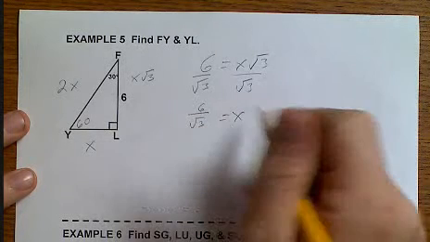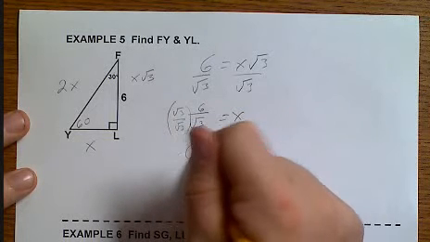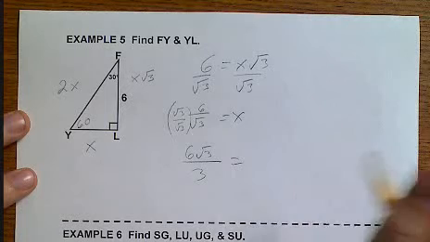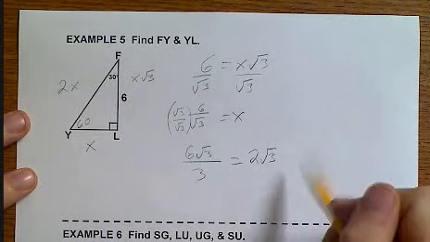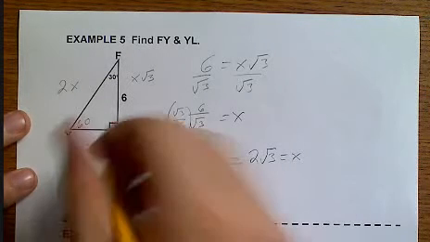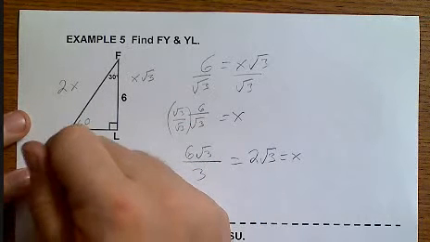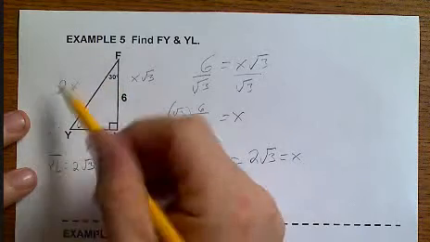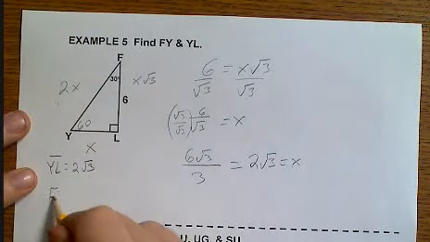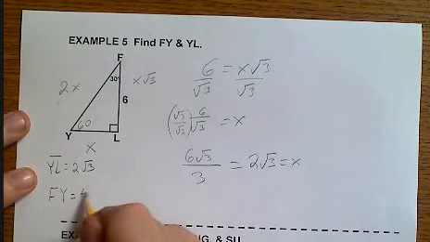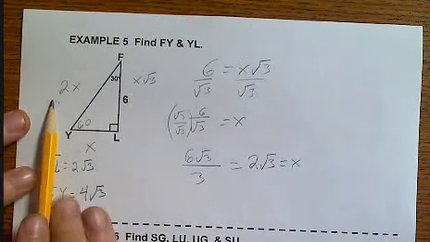Well, I need to multiply that by the square root of 3 over the square root of 3. I get 6 on the square root of 3 over 3. And 6 divided by 3 is 2 square root of 3. So that's what x is. So this is 2 square root of 3. And now we need to multiply that by 2. So that means that Fy must be 4 on the square root of 3, because 2 times 2 makes 4.